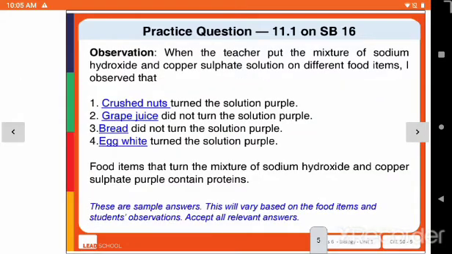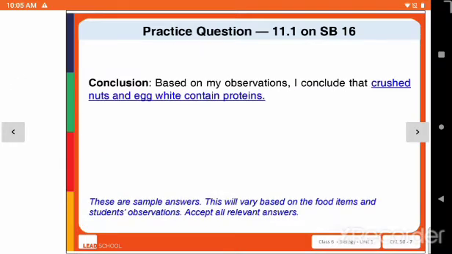And the observations are: first, crushed nuts turn the solution purple. Grape juice didn't turn the solution purple. Bread didn't turn the solution purple. And egg white turned the solution purple. Food items that turn the mixture of sodium hydroxide and copper sulfate purple contain protein. Next is the conclusion. Based on my observations, I conclude that crushed nuts and egg white contain protein.